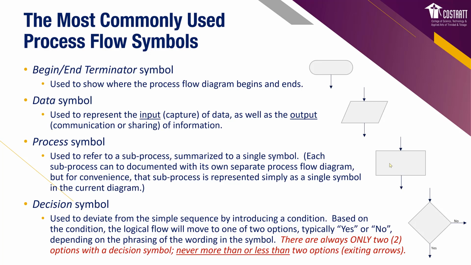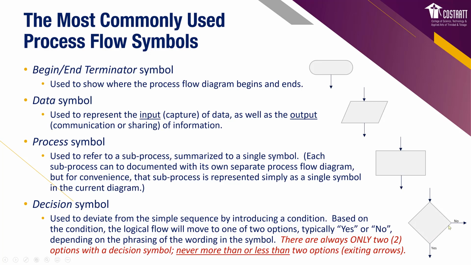Because each diamond can only have two arrows leaving it. As a matter of fact, the diamond is the only symbol in process flow drawings that allows more than one arrow to exit the symbol. So as you can see, here we have one arrow leaving, here we have one arrow leaving, here we have one arrow leaving. But with the diamond, as we enter into it, we have two arrows leaving. It is the only symbol that allows for two arrows to leave.